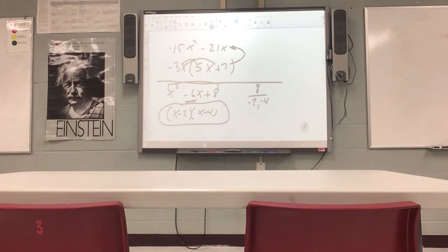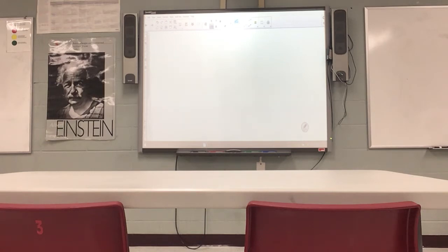Alright, number 10. 10 and 11 are the 2 longest ones to factor. Alright, so we look for a GCF other than 1. 3, 26, and 35. Nope, don't have one. So then we go A times C, because it's a trinomial and it's got an A, B, and a C. So we do 3 times 35, I got 105. I need what factors to multiply to 105 and add to 26.